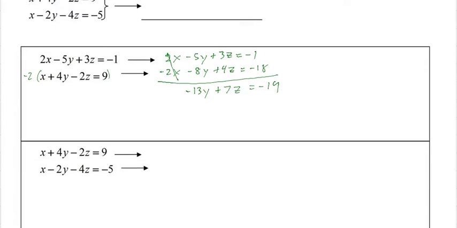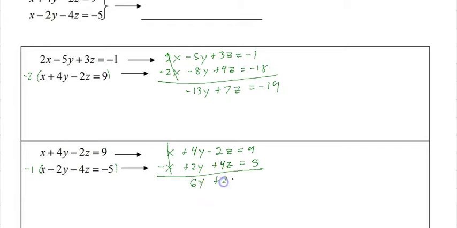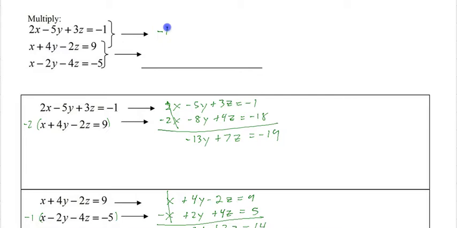Now since I got rid of the x on this one, I have to get rid of the x on this one. It's also the nicest. So I'm going to multiply the bottom one by -1. Make sure you change all the signs. And now we can add them up. Now you've noticed we've gotten rid of the x. And now we're going to take these two equations, go back to our original, and this is just to keep it organized, to show you what's going on.